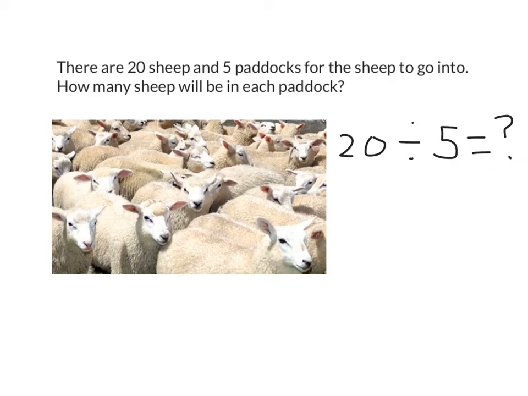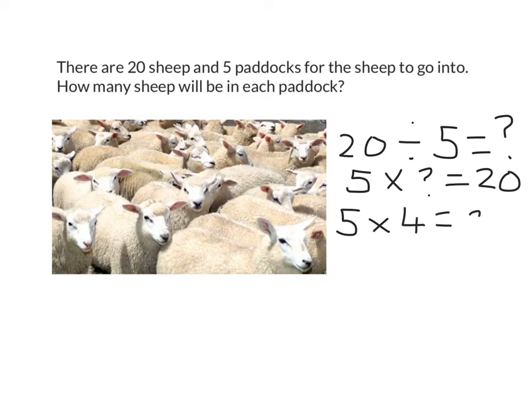Now remember, because multiplication and division are opposite operations, I can make this into a multiplication problem to make it easier. And that would become 5 times what equals 20. And I know that 5 times 4 equals 20. Therefore, 20 divided by 5 must equal 4.